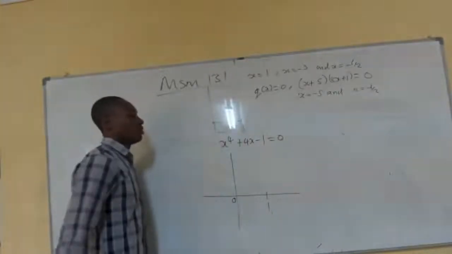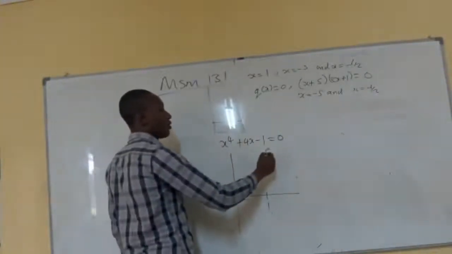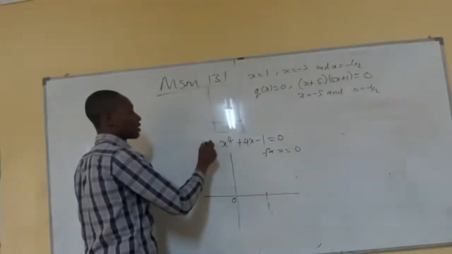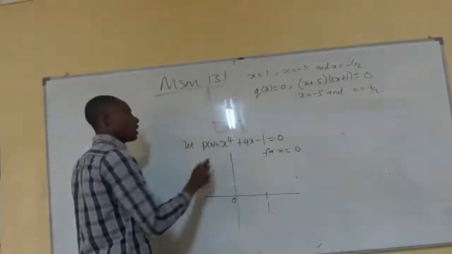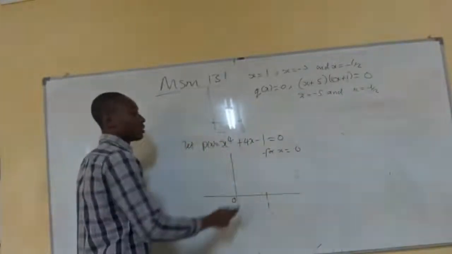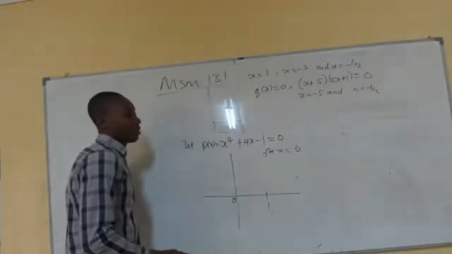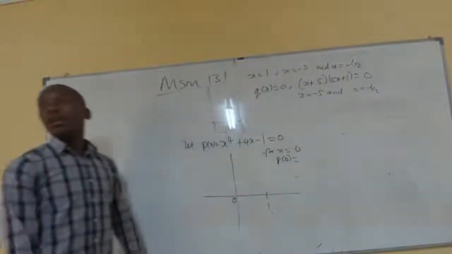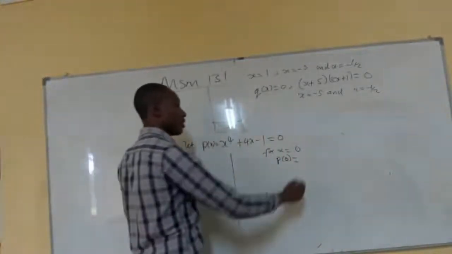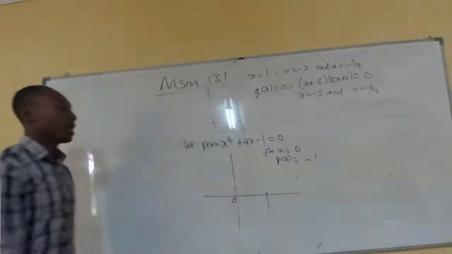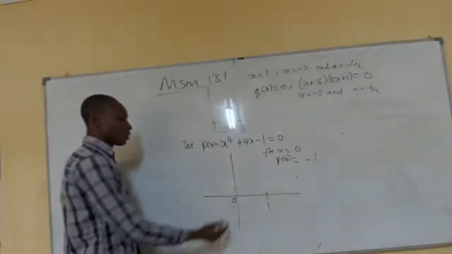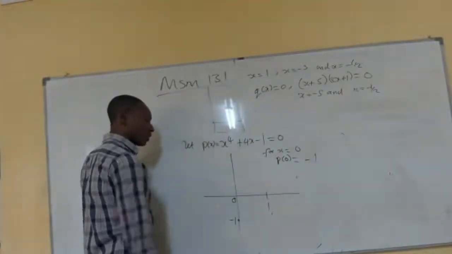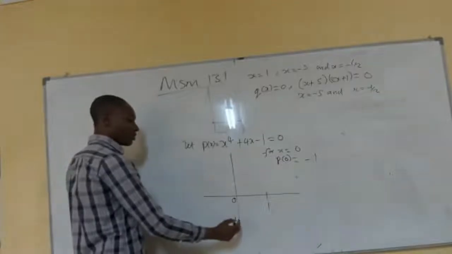When x is 0, what is y? Let's call this function p of x. So for x equal to 0, what is p of x? This is p of 0. So p of 0 is going to be negative 1. So 0 comma negative 1 is somewhere here. This is p of 0.